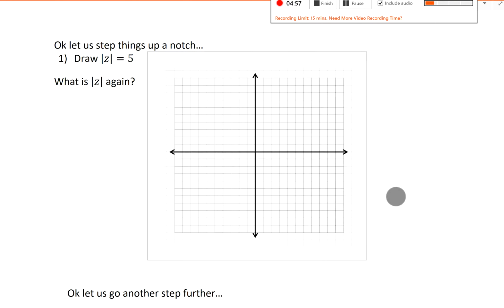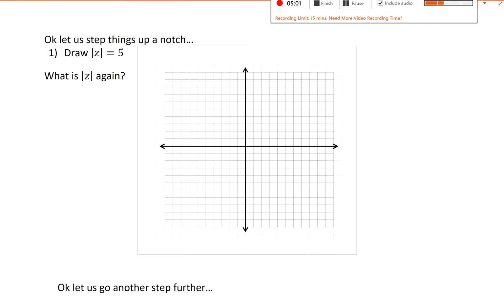Okay, so stepping things up a notch, as I said in class, what is this again? It's the modulus. So can we draw something with a modulus of 5? Well, there's a complex number with a modulus of 5, and another, and another. 1, 2, 3. There's one there, and there's one there as well.